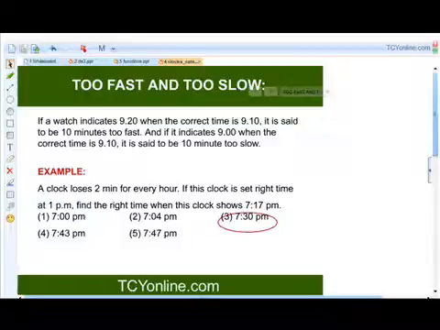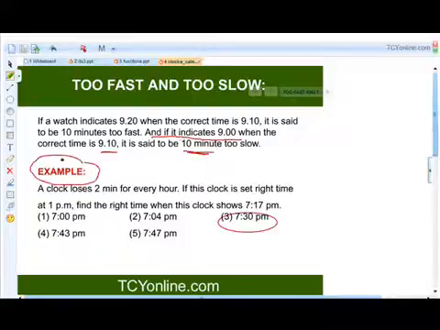Now let's see, when is the clock too fast and too slow? If a watch indicates 9:20 when the correct time is 9:10, it is said to be 10 minutes too fast. And if it indicates 9:00 when the correct time is 9:10, it is said to be 10 minutes too slow.